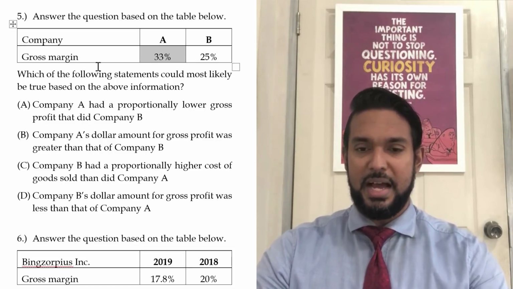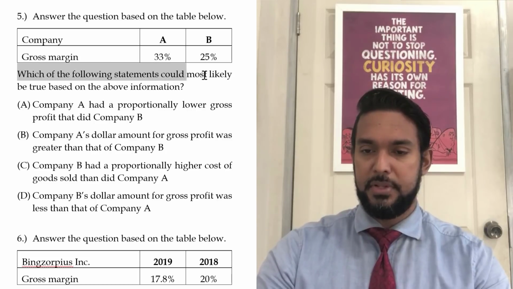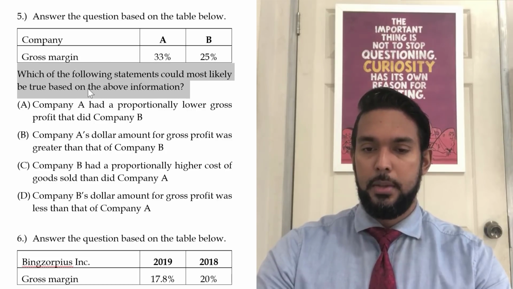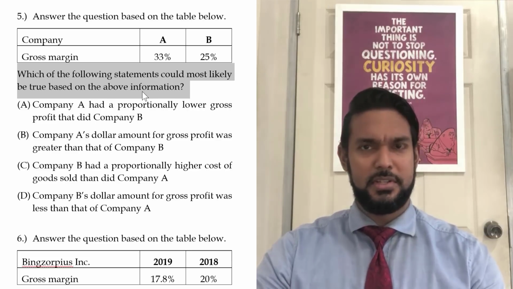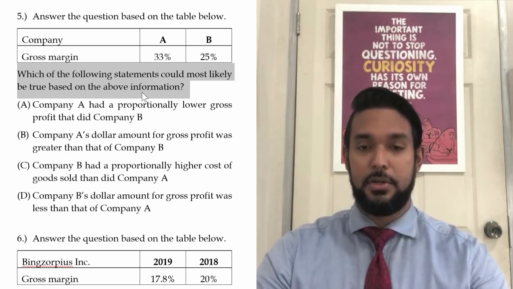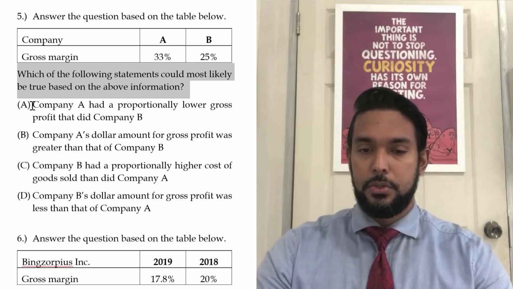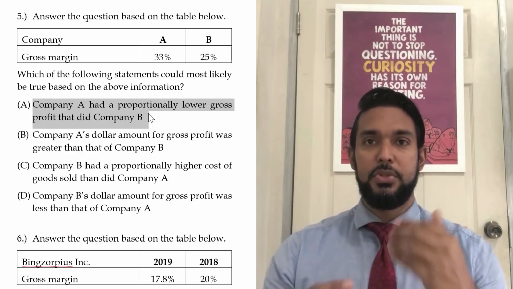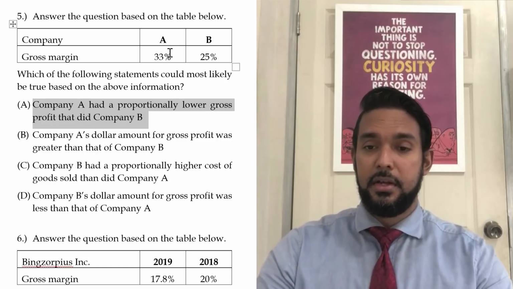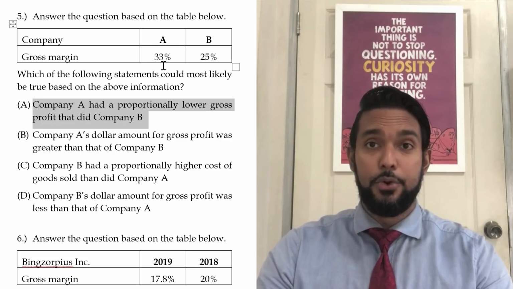Let's see what the question is asking us. Which of the following statements could most likely be true based on the above information? Ooh, some analysis. So it's not just calculations, it's analysis now. We have to think. So let's take a read. Company A had a proportionally lower gross profit than did company B. Proportionally, that deals with the percentage. Now, it's quite easy to think company A, because it had a 33% gross margin, had a bigger gross profit.